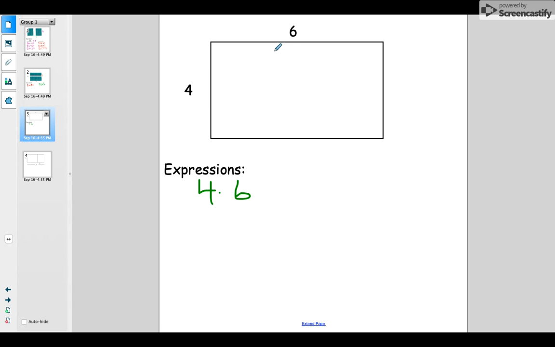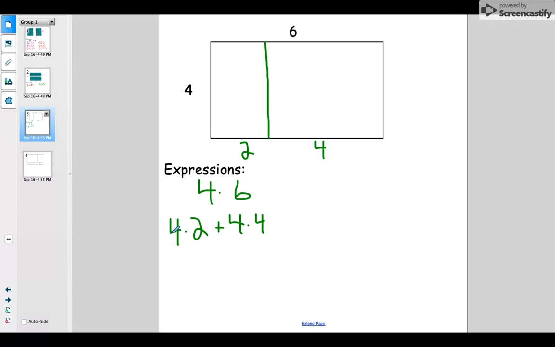Well, I could say to myself, I could split the 6 into a 2 and a 4. So now one of my open arrays would be a 4 by 2, and the other open array would be a 4 by 4. So in expanded form, I could write it as 4 times 2, because that's one of my arrays, plus 4 times 4, because that's my other array.